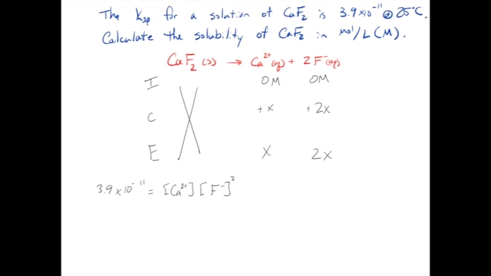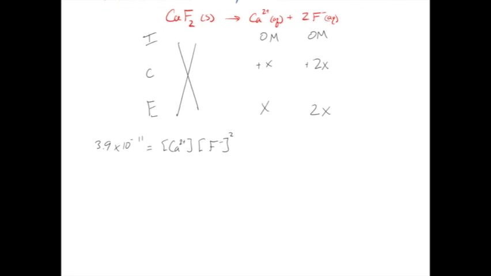So let's scroll down here and give ourselves some space so we can execute this problem. We're going to put X in for the calcium, and we're going to put 2X in for the F⁻, multiply those together, combine like terms, and set that equal to 3.9 times 10 to the negative 11th. Then we're going to use our algebra skills to solve for X. So (2X) squared is 4X squared, and we multiply that by X, and what we get is 4X cubed, set equal to 3.9 times 10 to the negative 11th.